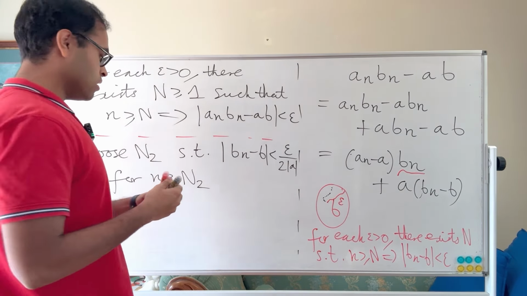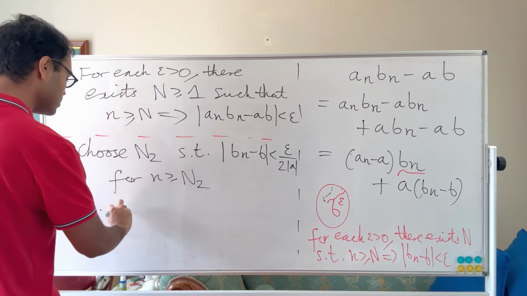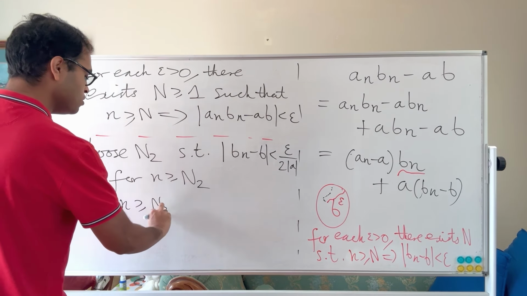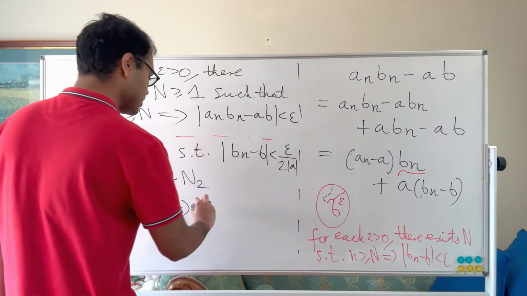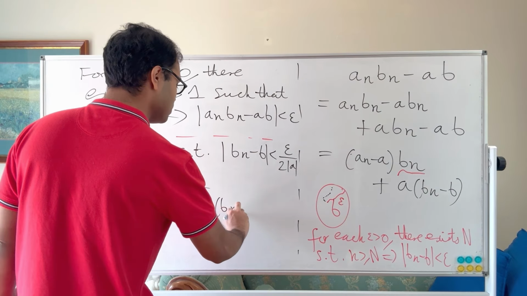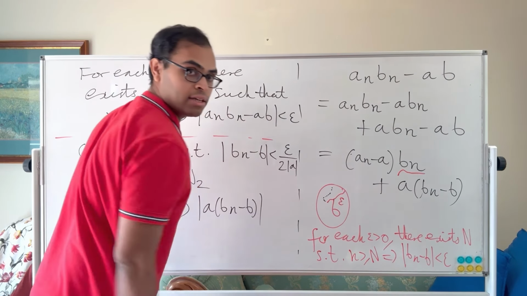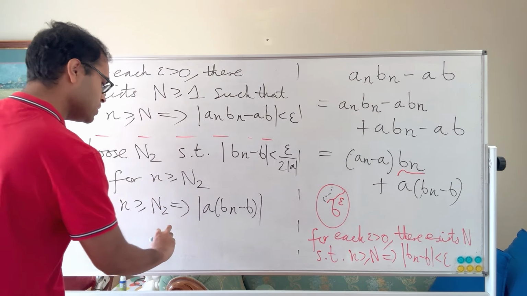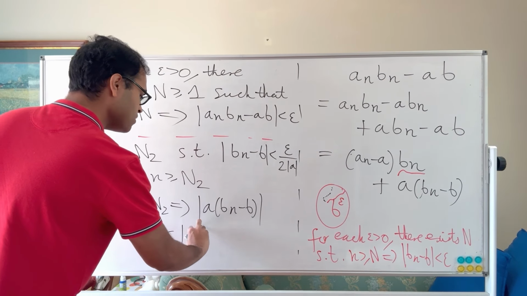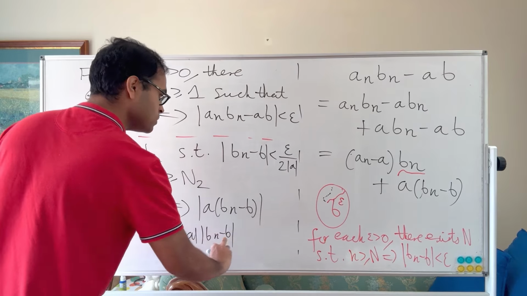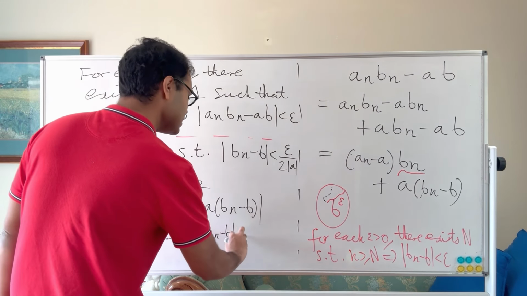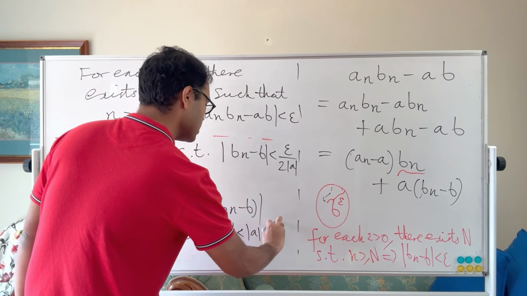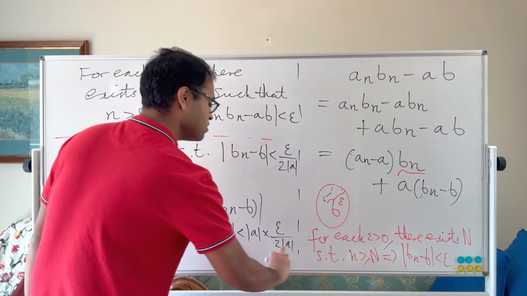What does that imply? Therefore, n greater than or equal to N2 implies that, let's write this out, the absolute value of a times (b_n minus b), which is the second term in that expression of a_n b_n minus ab, is equal to the absolute value of a times the absolute value of b_n minus b, which we know is less than the absolute value of a times epsilon over 2 times the absolute value of a.